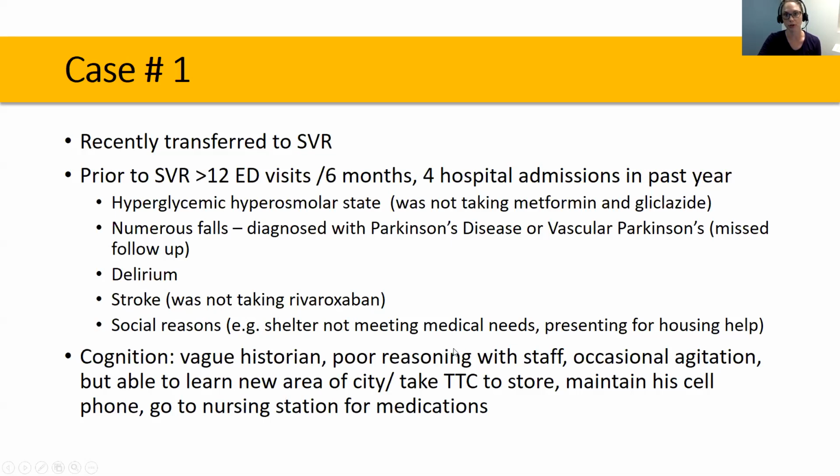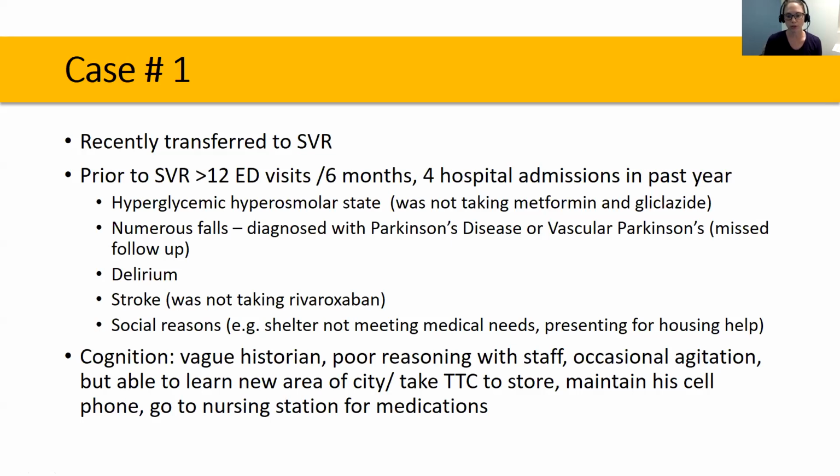So he was presenting to the emergency department asking for housing help, or shelters were sending him to the ED because they could not manage his medical needs. When I see him, he's a very vague historian. He can't give me a complete history of how he landed within the shelter system, and has a vague history around his health needs. Speaking with staff, there's poor reasoning skills. He's occasionally agitated because he's inflexible and cannot hear other people's perspectives.